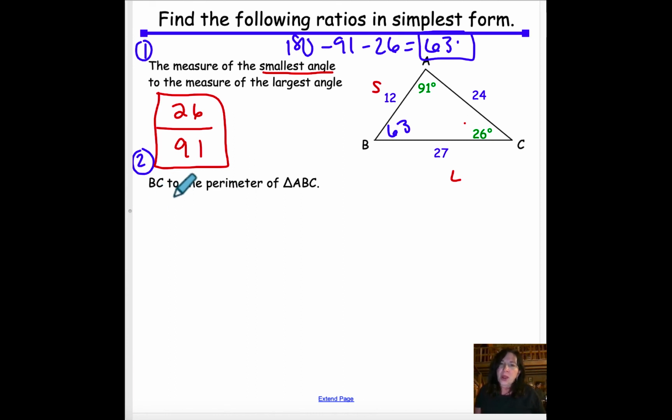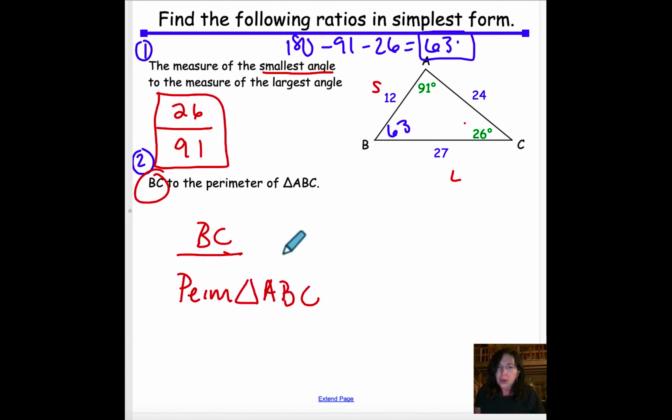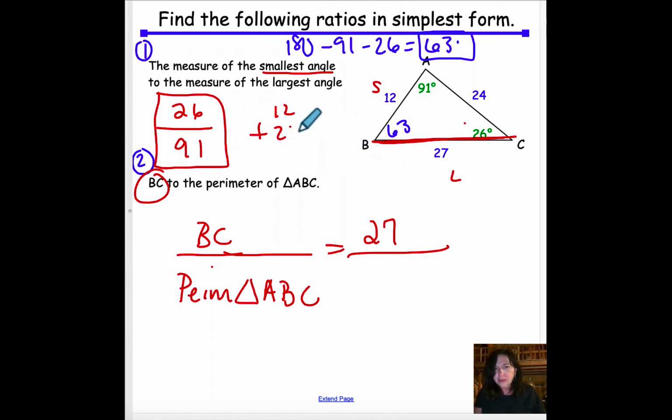The other one, they want, what is the ratio of BC to the perimeter of triangle ABC. So BC is this value here, so that's 27. And to the perimeter, we're going to have to add 12 plus 24. So hold on. 12 plus 24 plus 27. So we go, let's see, what is that? 12 plus 24 plus 27 is 63.